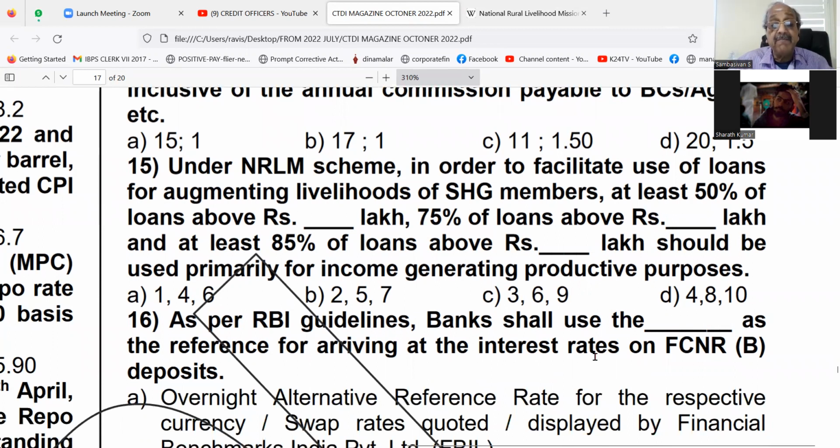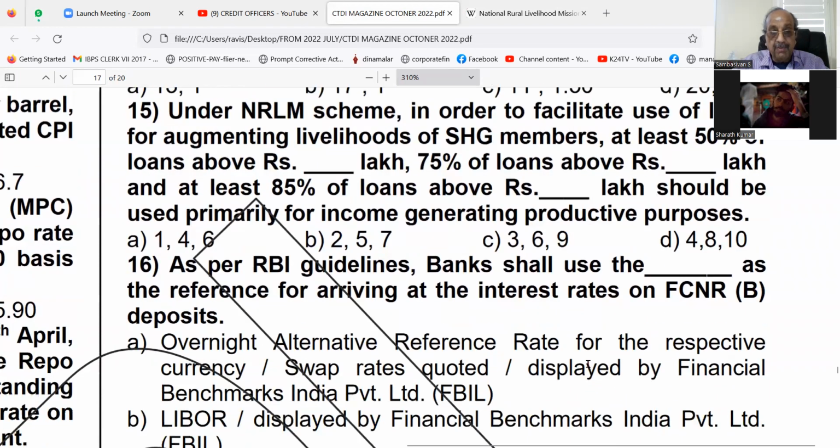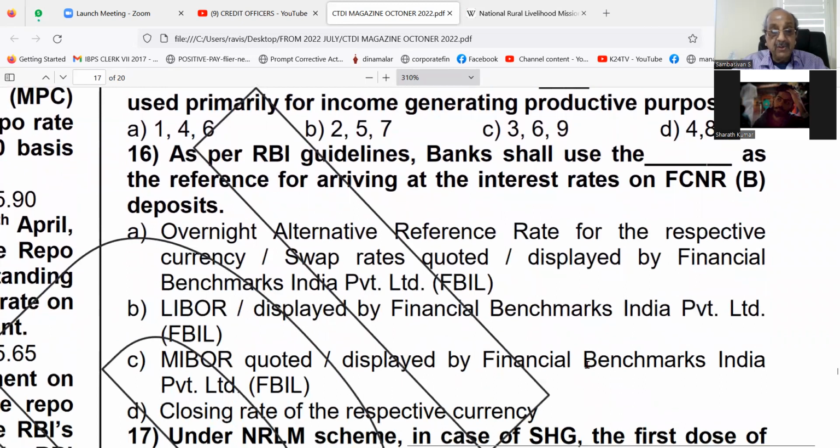Under the National Rural Livelihood Mission scheme, in order to facilitate use of loans for augmenting livelihoods of self-help group members, at least 50% of loans above rupees 1 lakh, 75% of loans above rupees 4 lakh, and at least 85% of loans above rupees 6 lakh should be used primarily for income generating productive purposes. Super. Good. Now please go to question number 16.